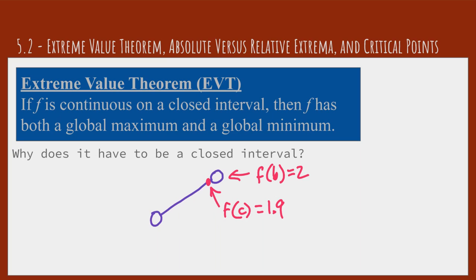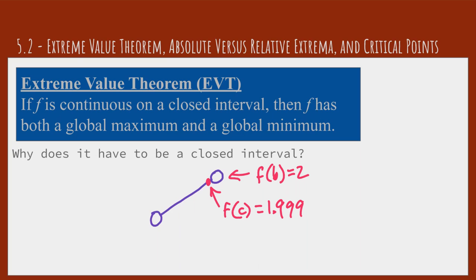Well, I can pick one closer that is 1.99 by moving a little bit closer, and I can go 1.999. I can never get to 2, but I can always pick a number that's closer to 2 than any number that I pick below it. So this does not have an absolute maximum because there is no biggest value on the interval.